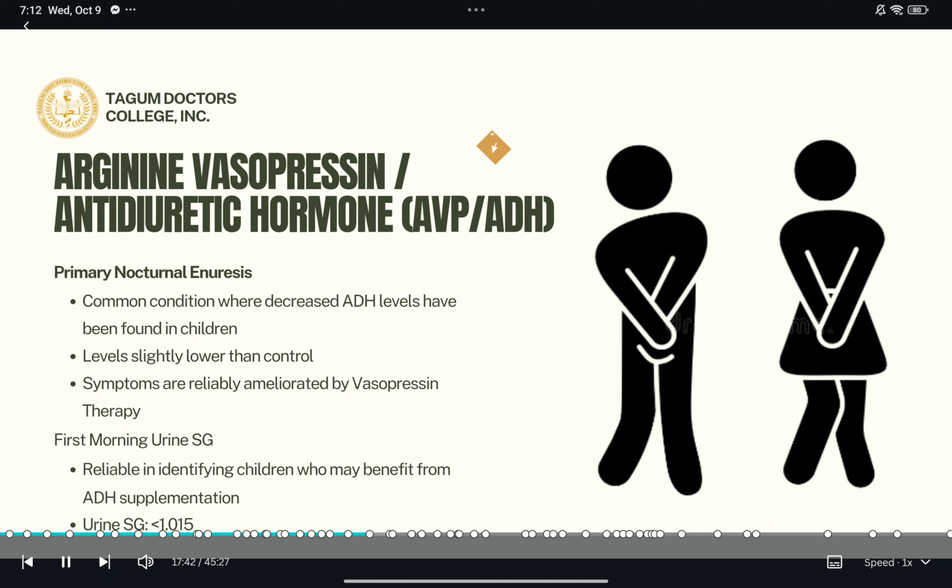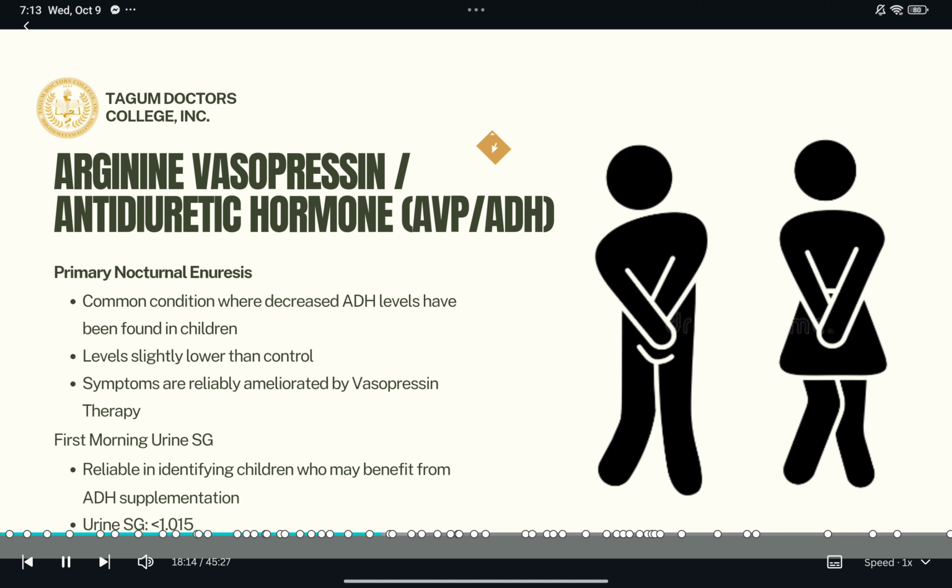Next condition is we have your primary nocturnal enuresis. So it is a common condition where there is decreased ADH levels that have been found in children, and the levels are slightly lower than the control. The symptoms are reliably ameliorated by vasopressin therapy. So in order to check, we could do a first morning urine specific gravity. It is reliable in identifying children who may benefit from ADH supplementation.